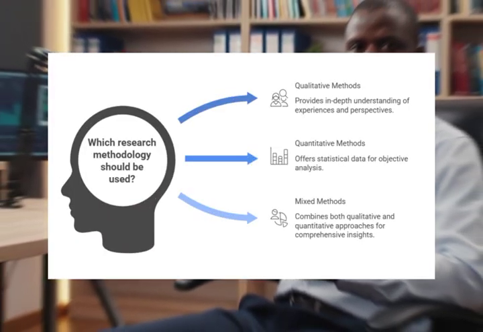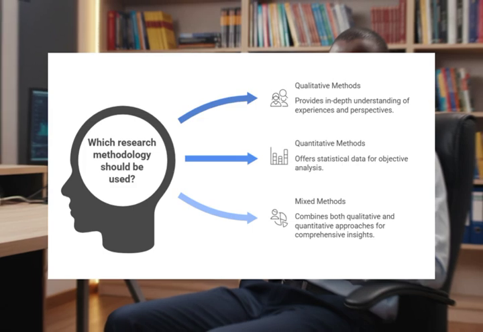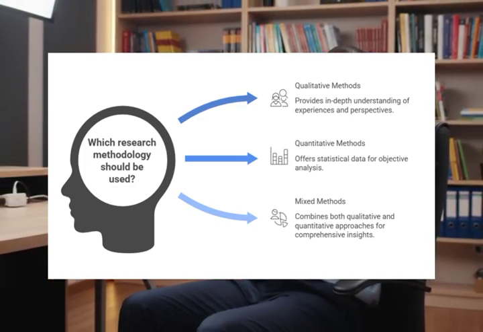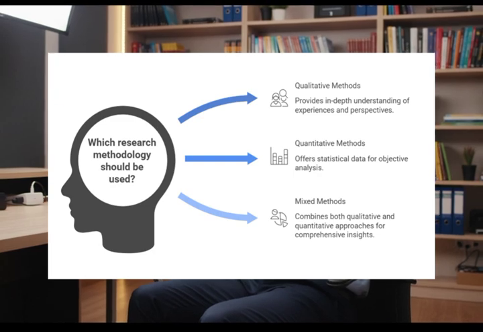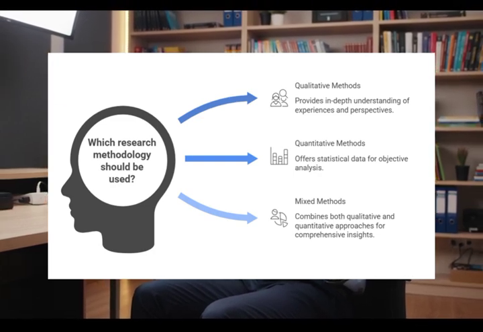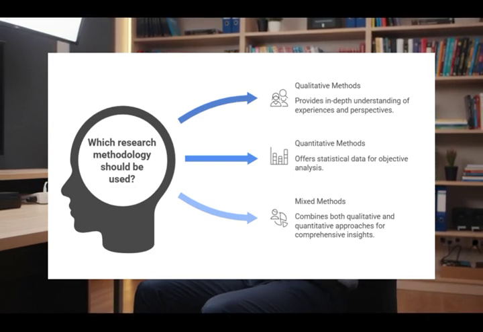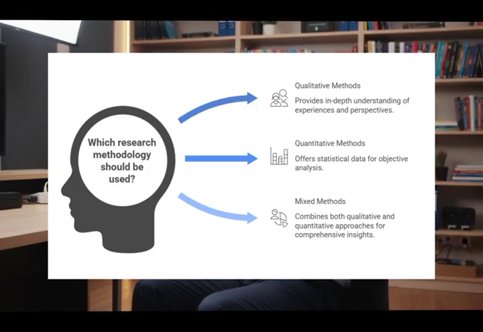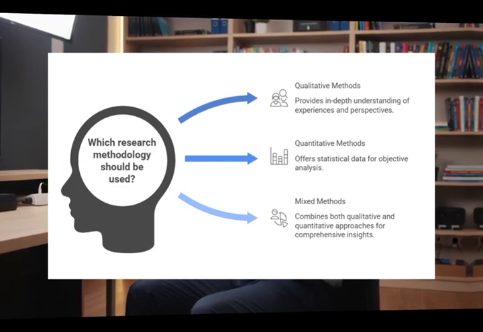Chapter 3. Methodology. This chapter explains how you conducted your research. It provides transparency and shows that your study is reliable and ethical. Include research approach, qualitative, quantitative, or mixed methods, data collection, participants, instruments, and procedures, data analysis, methods, models, or software used, such as SPSS, NVivo, MATLAB, or Python, and ethical considerations, consent, confidentiality, and risk management.